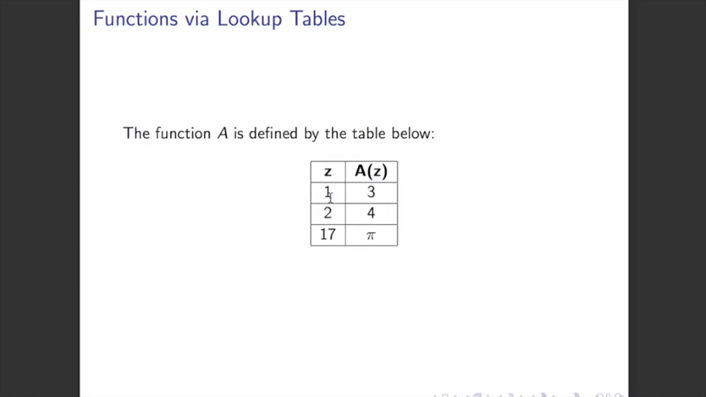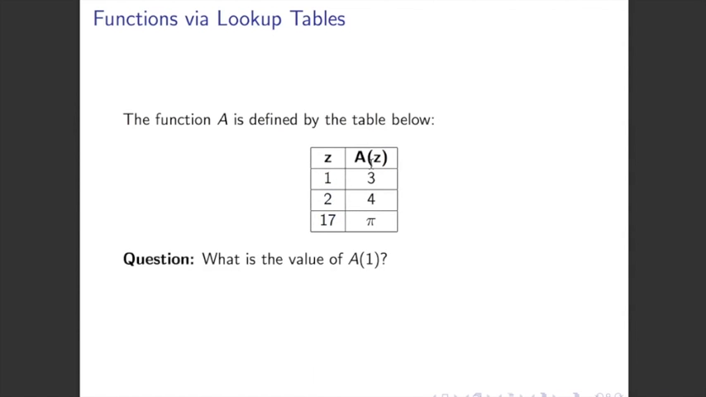So here I have a function that has three possible inputs, 1, 2, and 17. And if I wanted to know what a of 1 was, I just look at the corresponding output column and look it up. So the input is 1 and the output is 3 in this function. So a of 1 is equal to 3. A of 2 is equal to 4. And a of 17 is equal to pi. And all I'm doing is looking at the number that is here in the input column, and I'm finding the corresponding entry in the output column.